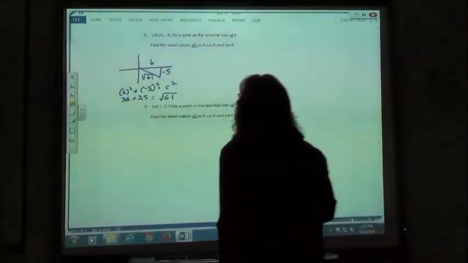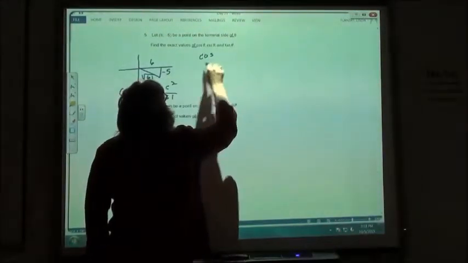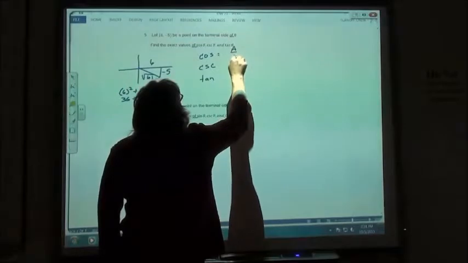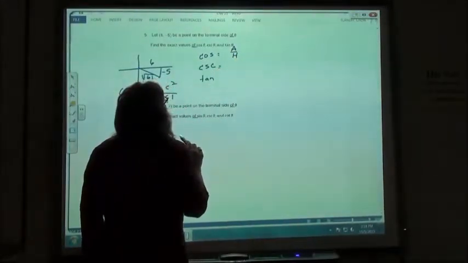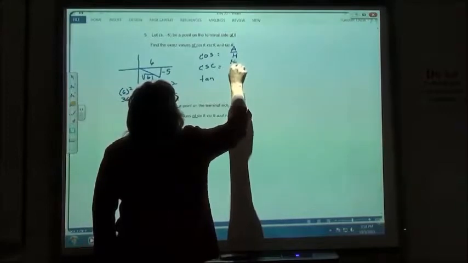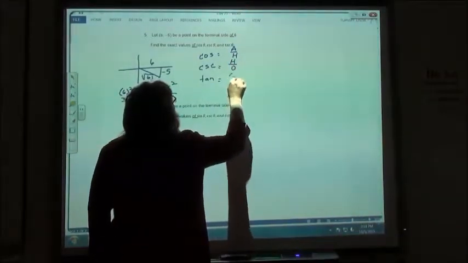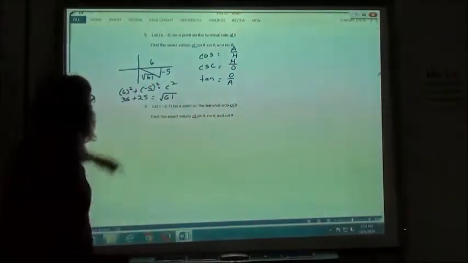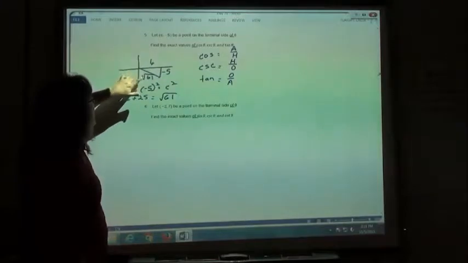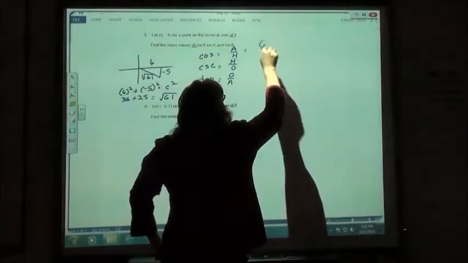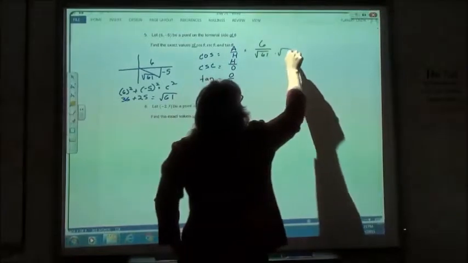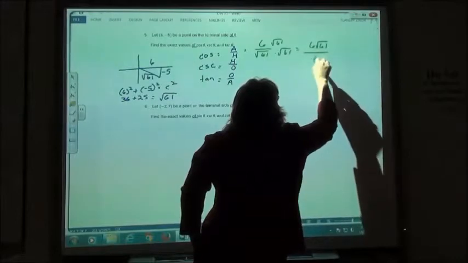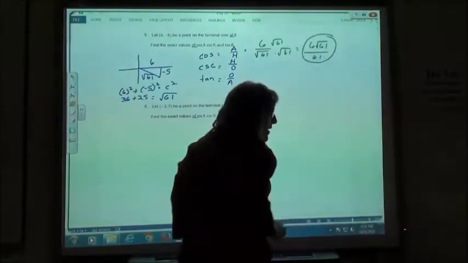And this time we want to do cosine, cosecant, and tangent. So cosine is adjacent over hypotenuse. Cosecant is the inverse of my sine, so my hypotenuse over my opposite. Tangent, opposite over adjacent. And so my adjacent side is 6 over my hypotenuse, square root of 61. Again, I have to rationalize the denominator. So I'm going to get 6 square root of 61 over 61. Can't simplify. That's going to be my first answer.